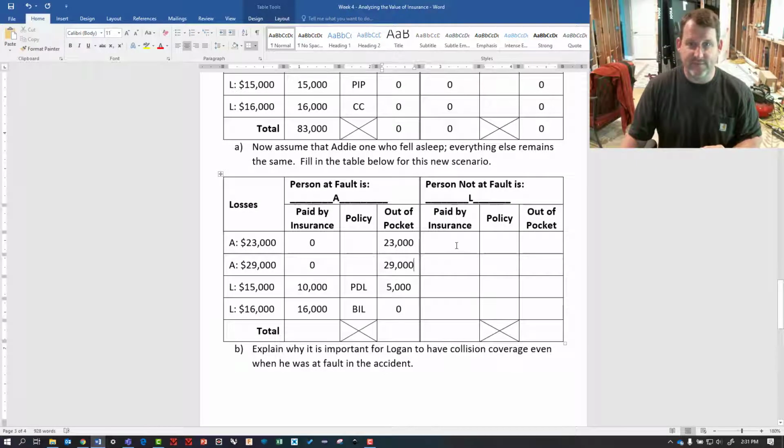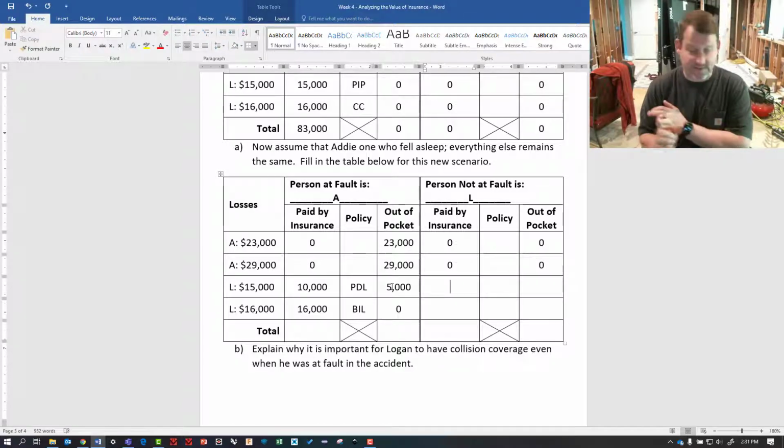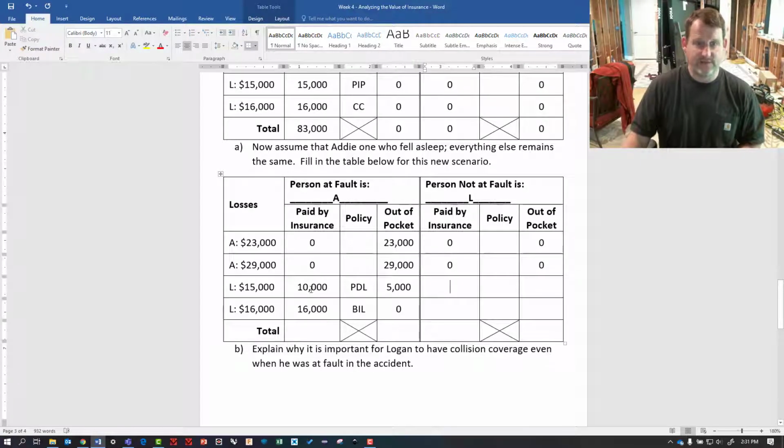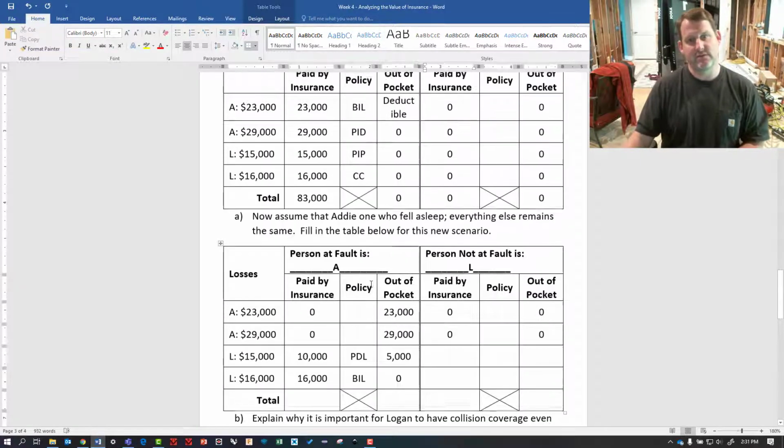So now we got to go over here and talk about Logan. Logan's stuff down here, he's not at fault, so he's not going to pay for any of Addie's stuff. So these two can just go as $0. He's not doing that. Now, here's the problem. Addie owes him $5,000 for the remaining damage. He got a check for $10,000 from the insurance company. The likelihood of him suing Addie and getting that money back right away, it's going to be a long process. If he gets anything at all, it's going to be a rough, long process with lawyer fees and all that stuff happening.